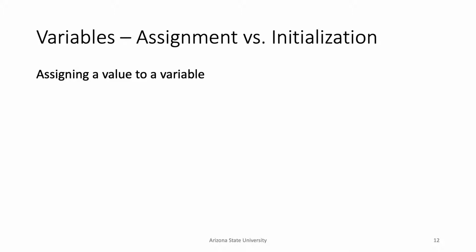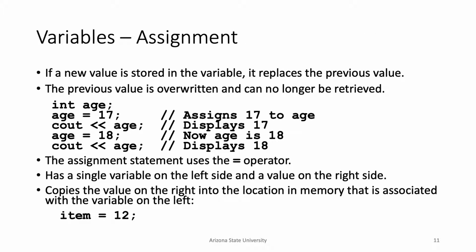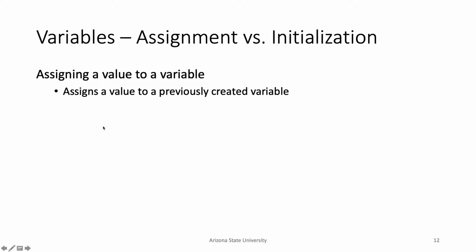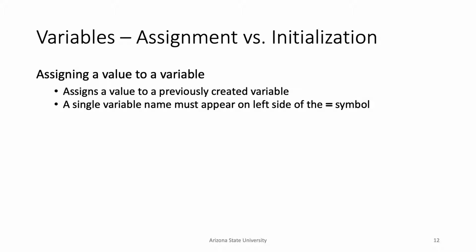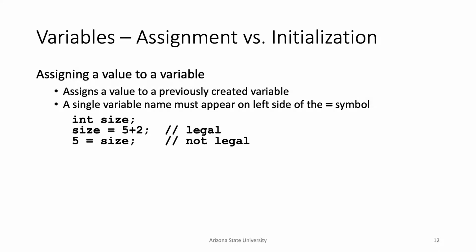Okay, so assigning a variable is pretty easy. We understand how that works. Assigning a variable assigns a value to a previously created one. Single equal, as we saw before. The third one here is not legal because we're assigning from right to left, and the thing on the left is not a variable, so therefore it's not legal.